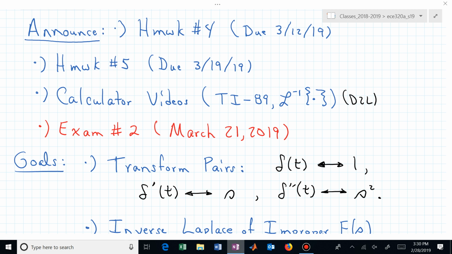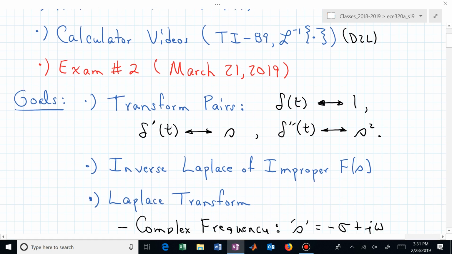And if you're interested in looking at how you might do some of these inverse Laplace transforms using your calculator, there are some videos available on the D2L website that you might want to check out.